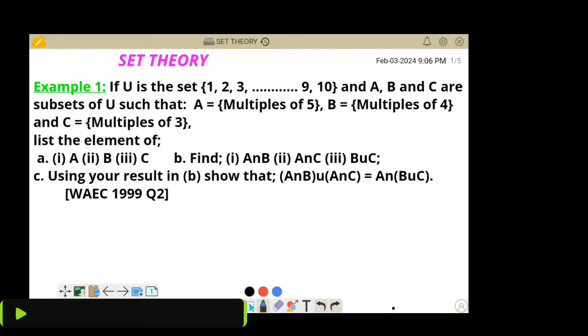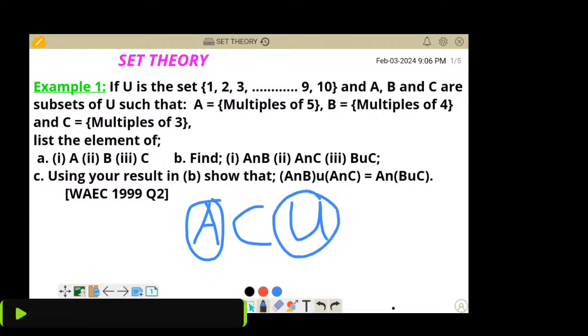And A, B, and C are subsets of U. I want to believe you know what subset represents. When we say a set is a subset of another one, that is, all the elements of that set can be found in the other one. That is what subset simply means. That is, if A is a subset of U, it means all elements of A can be found in set U. That is what this one is telling us.